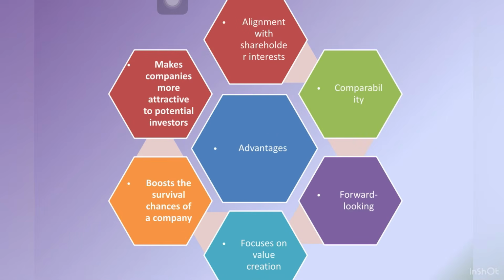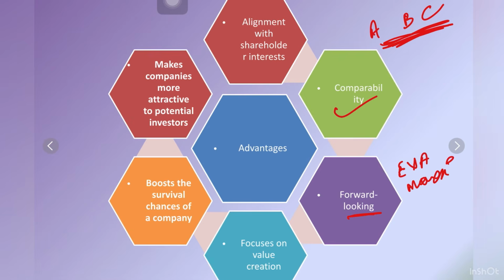Okay, at last we have the advantages. First is the comparability. If I compute EVA for A, B and C companies, this makes the accounts or the statements more comparable. Then it is forward looking. How is it forward looking? EVA and MVA try to maximize the value of the firm and focus on increasing the profitability. Then it focuses on value creation. How is the value being created? By focusing on increasing the market value of the shares and increasing the profitability.